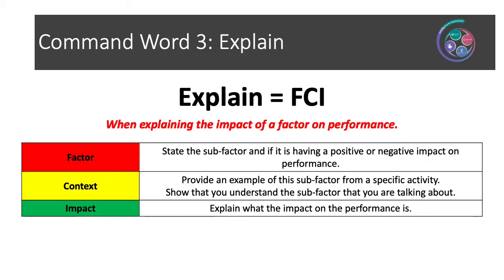You then go on and give context. So context is basically you giving an example of what that sub-factor would look like in a specific activity. This is also the bit of your answer where you show that you understand the sub-factor you're talking about, and hopefully that will make a bit more sense with the task that we're just about to do. And then you go on and explain what the impact on the performance is.